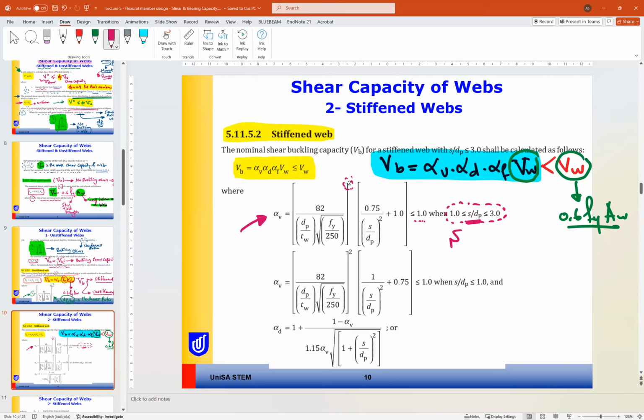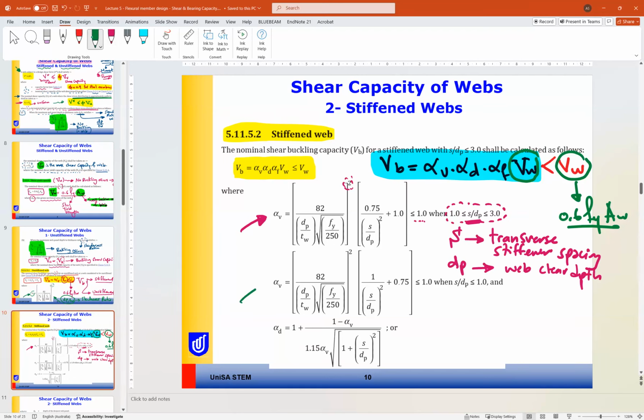Again, what is S? S is the transverse stiffener spacing. And dB is the web clear height or depth.